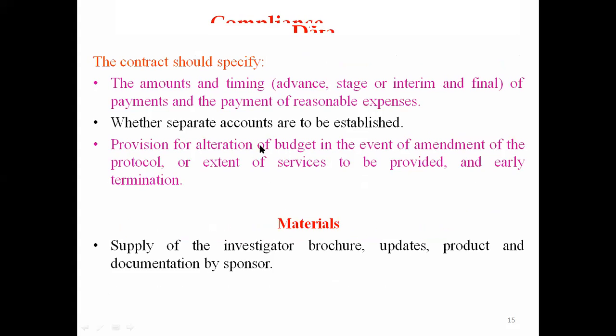The next thing, the contract should specify the costs and amounts at that particular timing, the advanced stage, interim and final stage, and how you are going to pay. All the payments for reasonable expenses you need to mention. Whether separate accounts have to be established, or you are going to pay from a single account on your budget. For every amendment, if there are any changes in the budget, you also need to give that information.